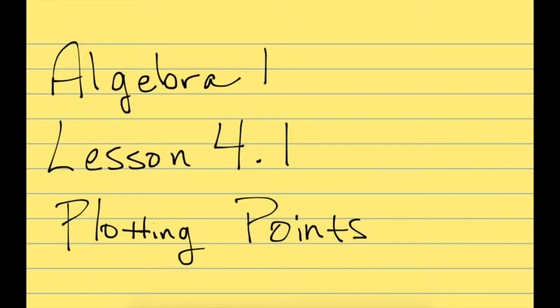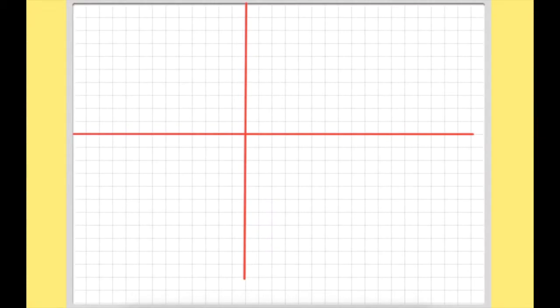Today we're learning how to plot points on a coordinate graph. Now, you may have seen this before, but if not, we're going to give a quick rundown of what the graph looks like. So this is your standard coordinate axis. It's broken up into 4 sections called quadrants. Quadrant 1, Quadrant 2, Quadrant 3, and Quadrant 4.